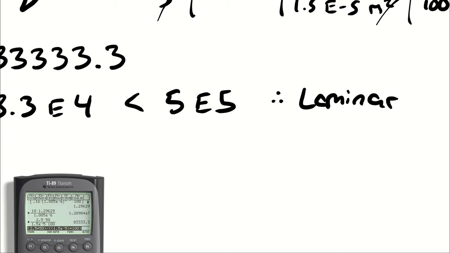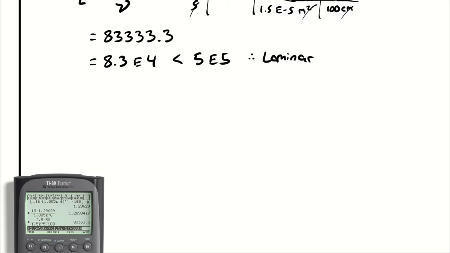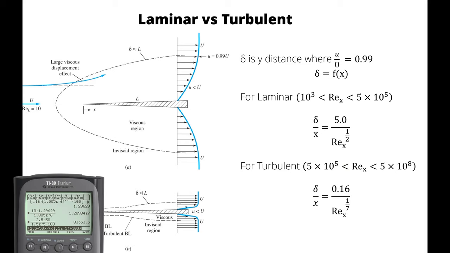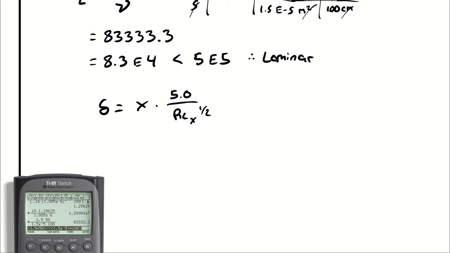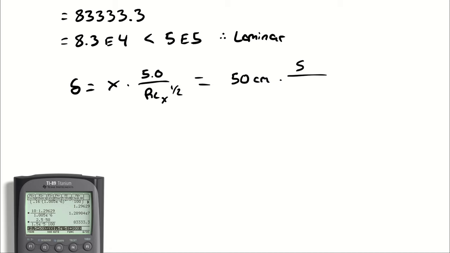The fact that I have laminar flow at the trailing edge of the plate implies that I have laminar flow across the entire plate, which means that I'm going to be using my developed equations for laminar flow. First up, I'll grab the boundary layer thickness, which is delta equal to x times 5 over Reynolds number to the 1/2 power. So at a position of 50 centimeters, that's going to be 50 centimeters times 5 divided by 8,333 to the 1/2 power. Because 5 divided by the Reynolds number to the 1/2 power is a unitless proportion, whatever I plug in for units of x is what I'm going to get out for the units on the boundary layer thickness. So 50 times 5 divided by the Reynolds number to the 1/2 power gives me 0.866 centimeters.